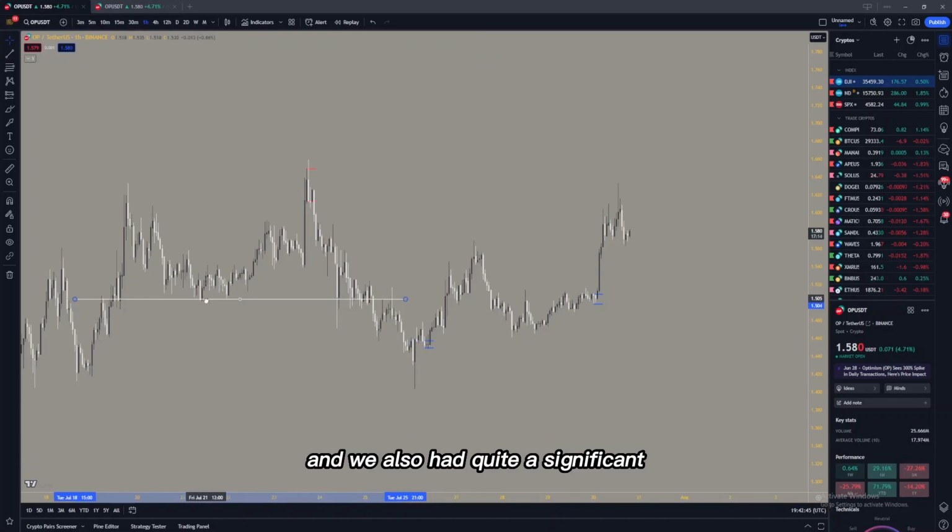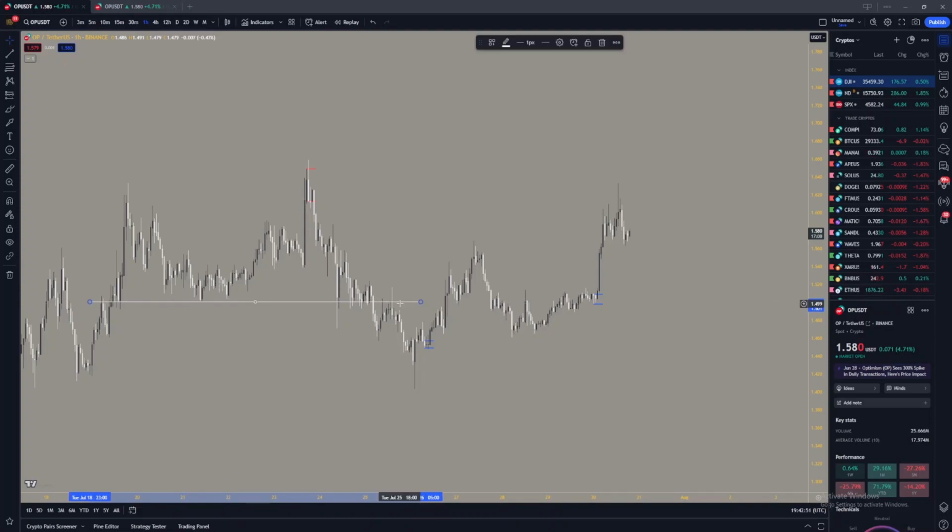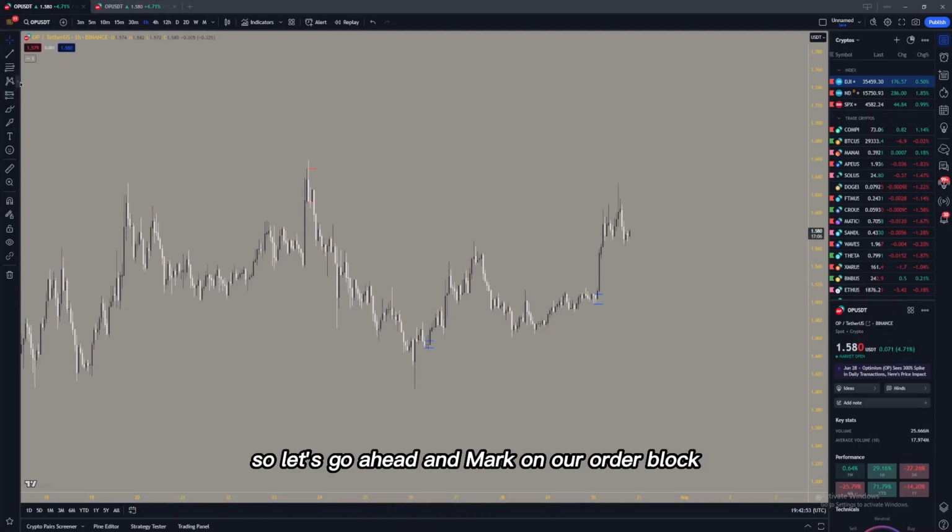And we also had quite a significant point of interest right here that was holding a lot of buyers in, and we managed to break through that quite nicely. So let's go ahead and mark on our order block.